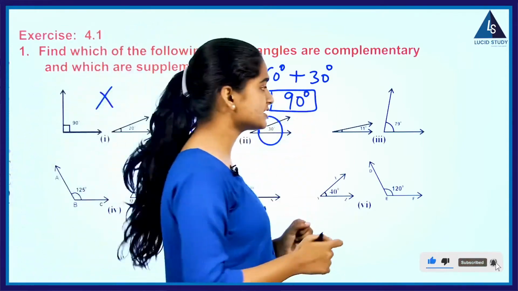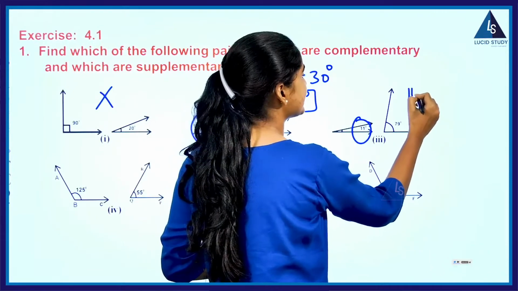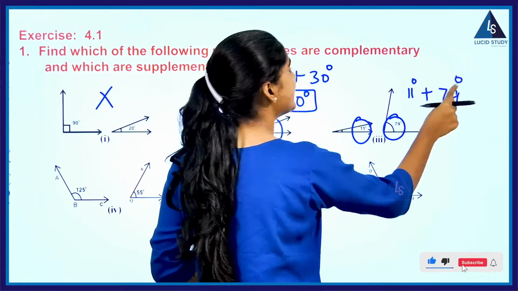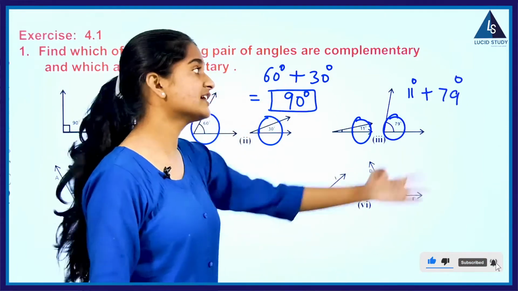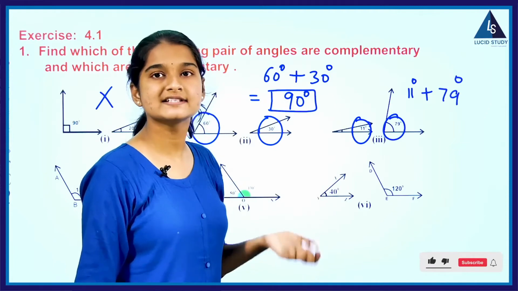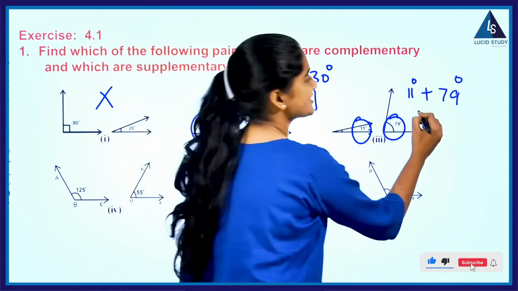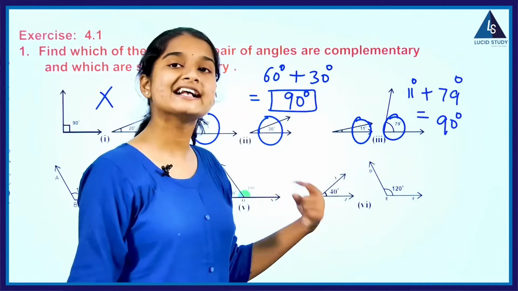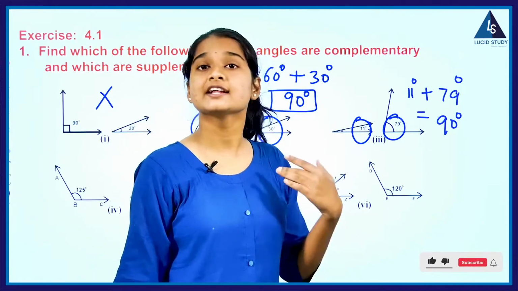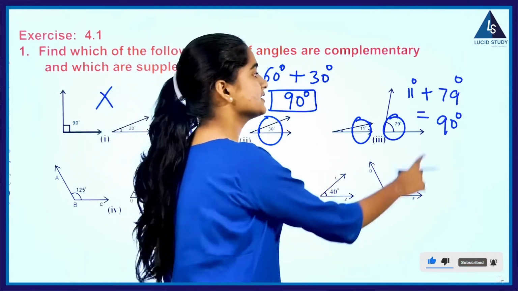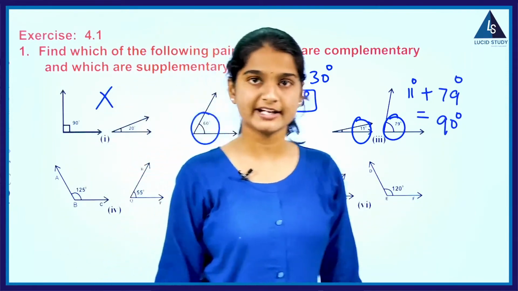Now the third question. First angle is 11 degrees. Second angle is 79 degrees. Add 11 with 79 or 79 with 11. 79 plus 11 is 90. So the sum of these two angles is 90 degrees. As the sum is 90 degrees, then they are complementary angles. So these both are complementary angles.